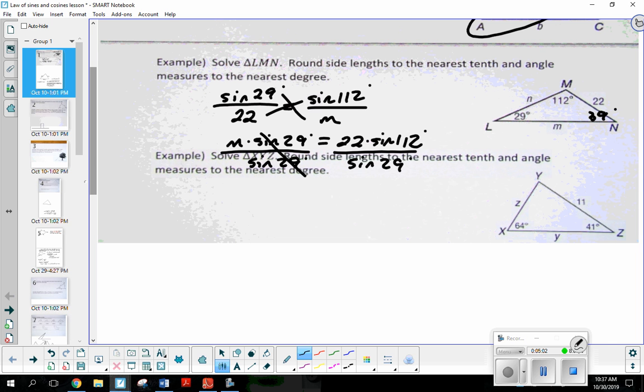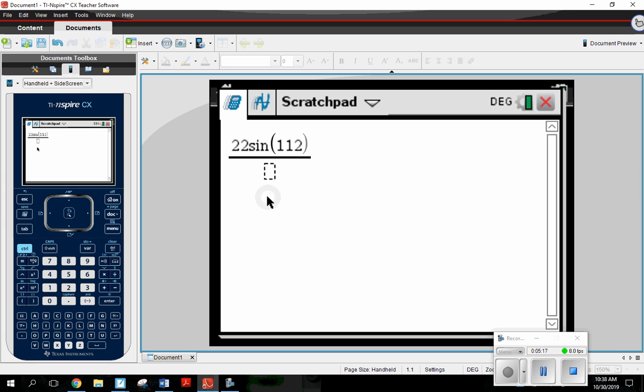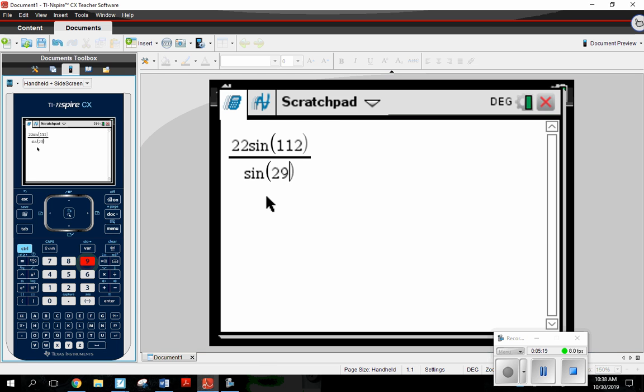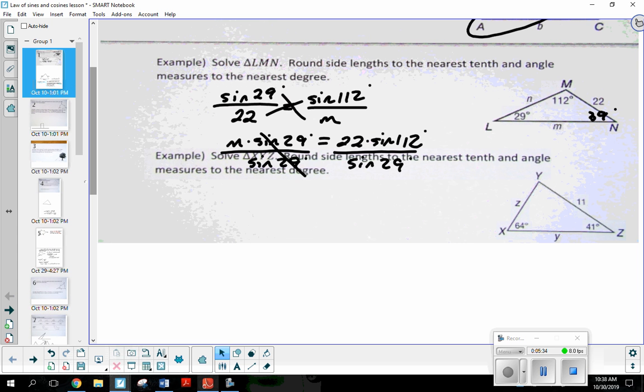All right, so let's see what that turns out to be. 22 sine of 112, over the sine of 29. Okay, I've got the expression in the calculator, so what should I get when I push enter? Okay, so let's say 42.1, because I believe the instructions said to round to the nearest tenth. So we'll say side M is about 42.1 units, whatever measurement we have here.